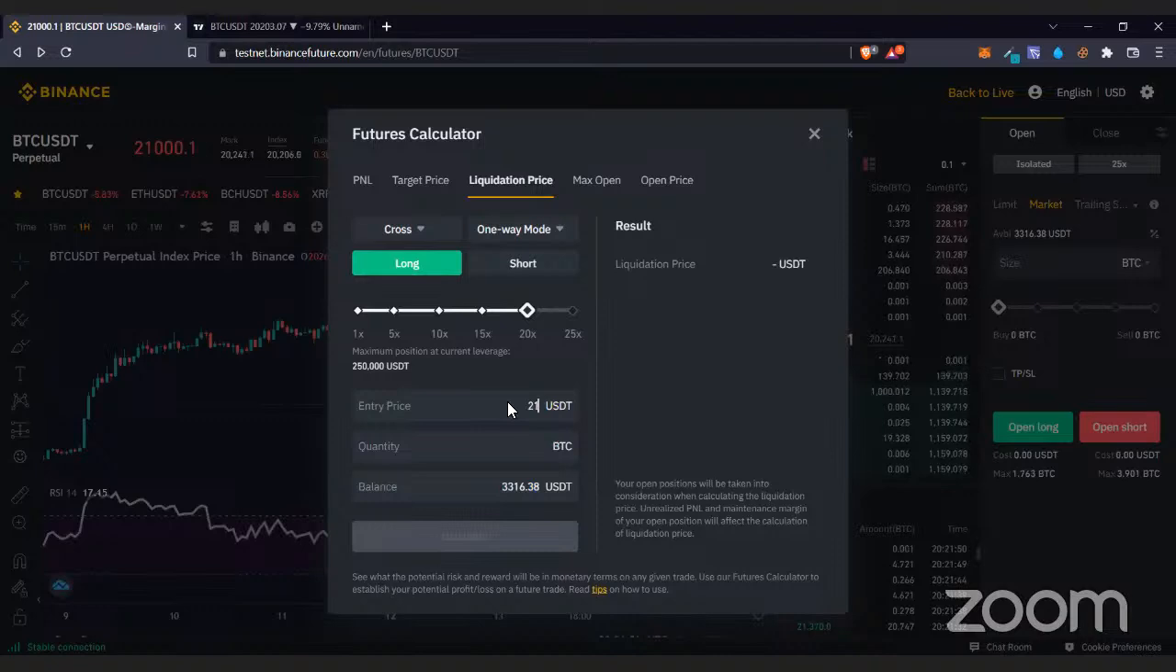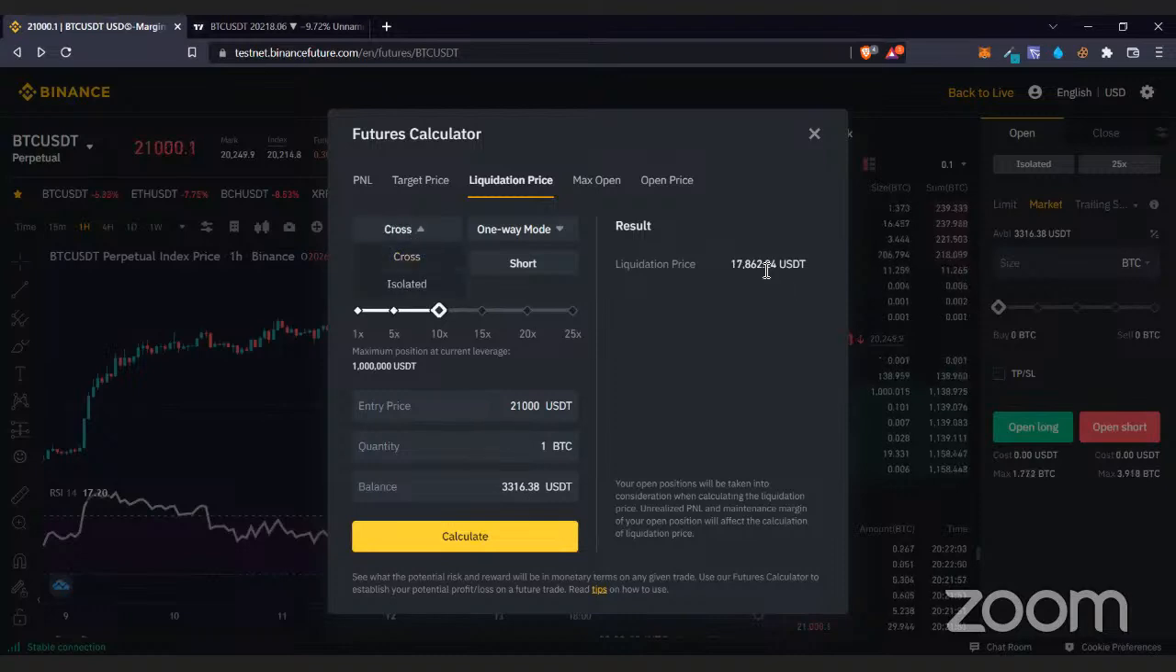So 21,000, 1,000, and then we traded 1 Bitcoin. I guess this is where the problem is. With that $1,000, we wouldn't have traded 1 Bitcoin with 10x leverage. If I go ahead and calculate for this, it means that if we open a position with the cross mode, this is on the cross mode, that is why it's giving us that we'll get liquidated if we don't put stop loss when Bitcoin gets to 17,000.